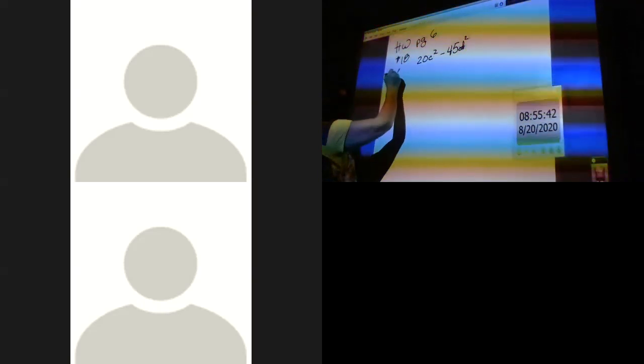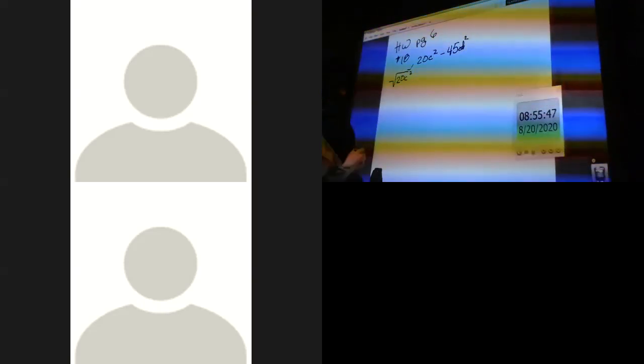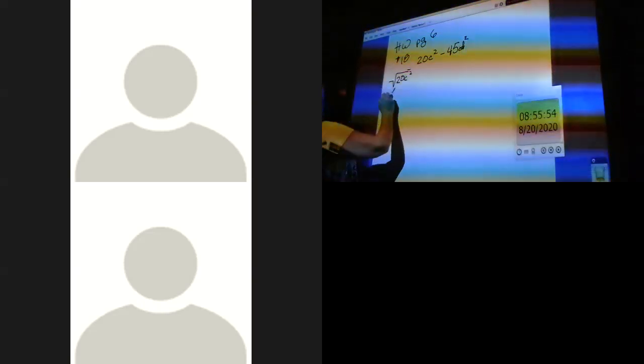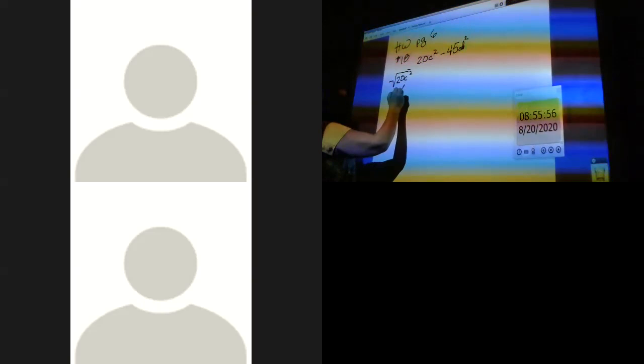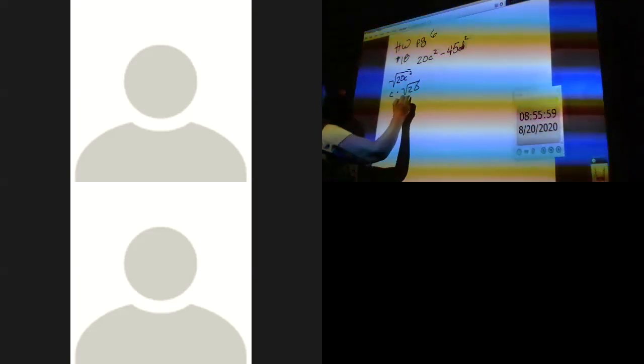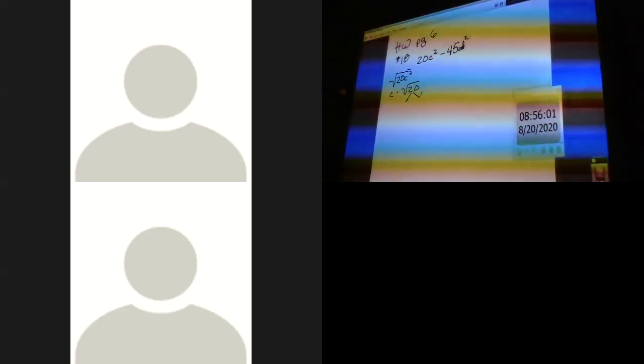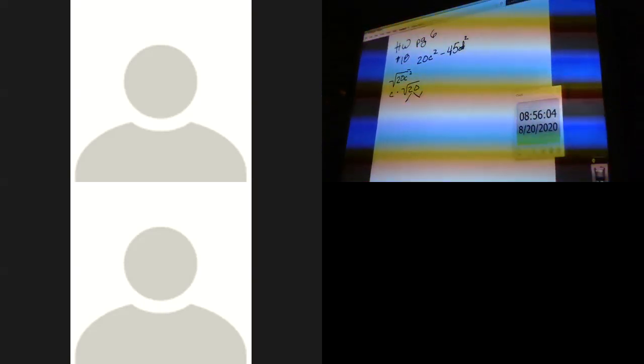Okay, so let's look at it. We've got the square root of 20c squared. We know what the square root of c squared is, right? It's just c. So it's going to be c times the square root of 20. Break it apart. You're looking for the greatest perfect square. What's the greatest perfect square that'll go into 20? 4 and 5.